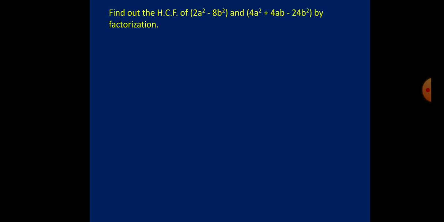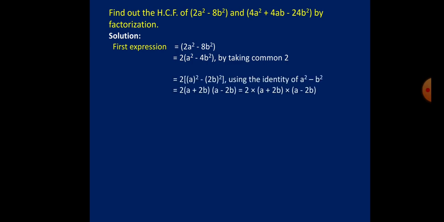Now let us find the H.C.F. of 2a squared minus 8b squared and 4a squared plus 4ab minus 24b squared by factorization. Here the first expression is 2a squared minus 8b squared. We can see that 2 is the common factor here, so we have taken out 2, and it takes us to 2 times (a squared minus 4b squared). Now you can see that a squared minus 4b squared actually fits into another identity, a squared minus b squared. So that means (a plus 2b) and (a minus 2b). So the first expression is reduced to 2 times (a plus 2b) times (a minus 2b).